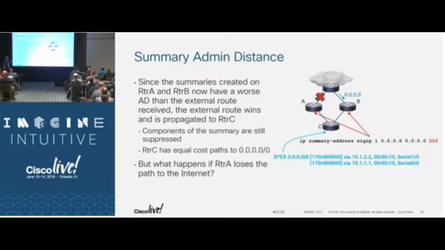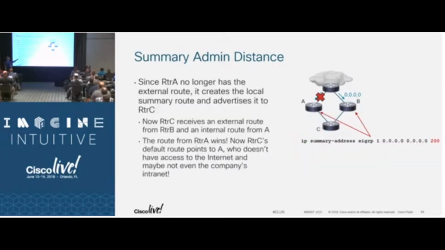Well, let's assume that now the link from A goes down. What happens now? Router C learns 2 default routes. One is being learned from B, and that is internal, a result of the summarization. Router C, I'm sorry. B is getting the external route from B, yes. I'm sorry here. What's happening here?